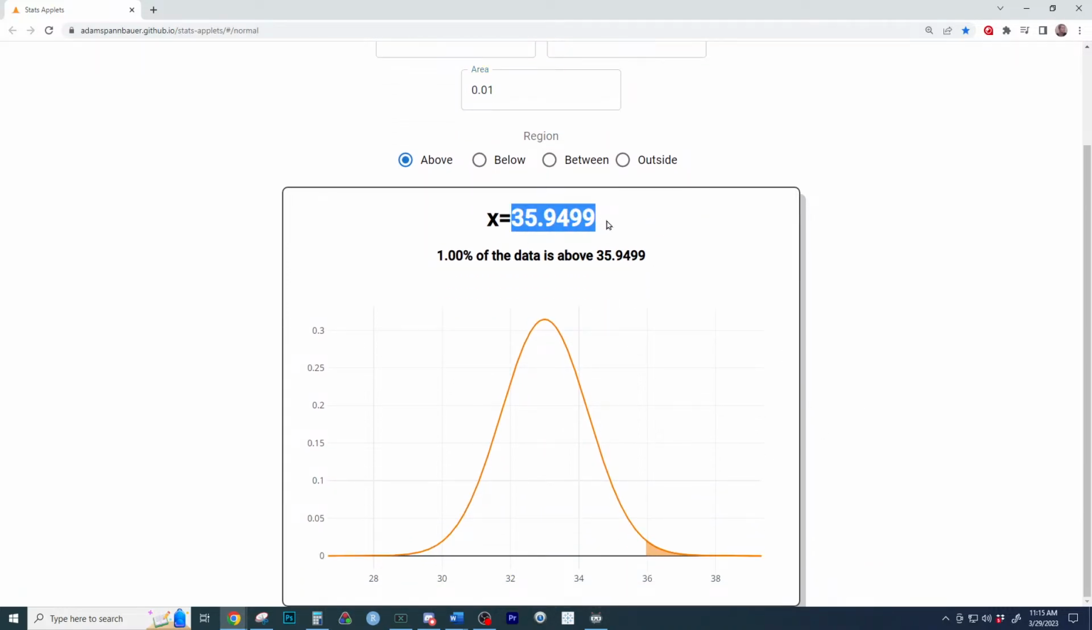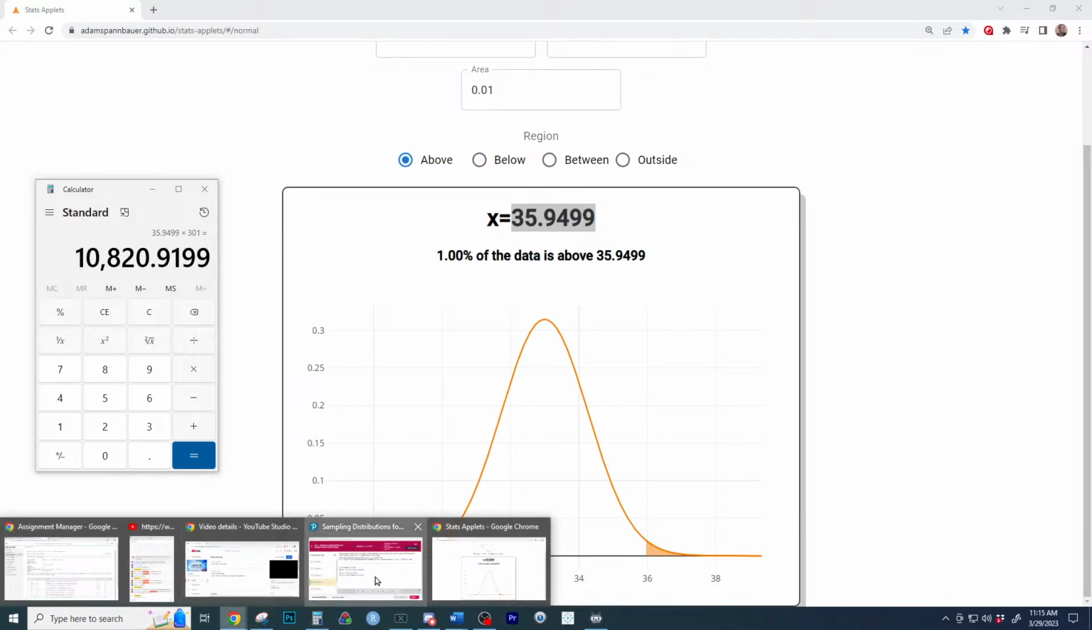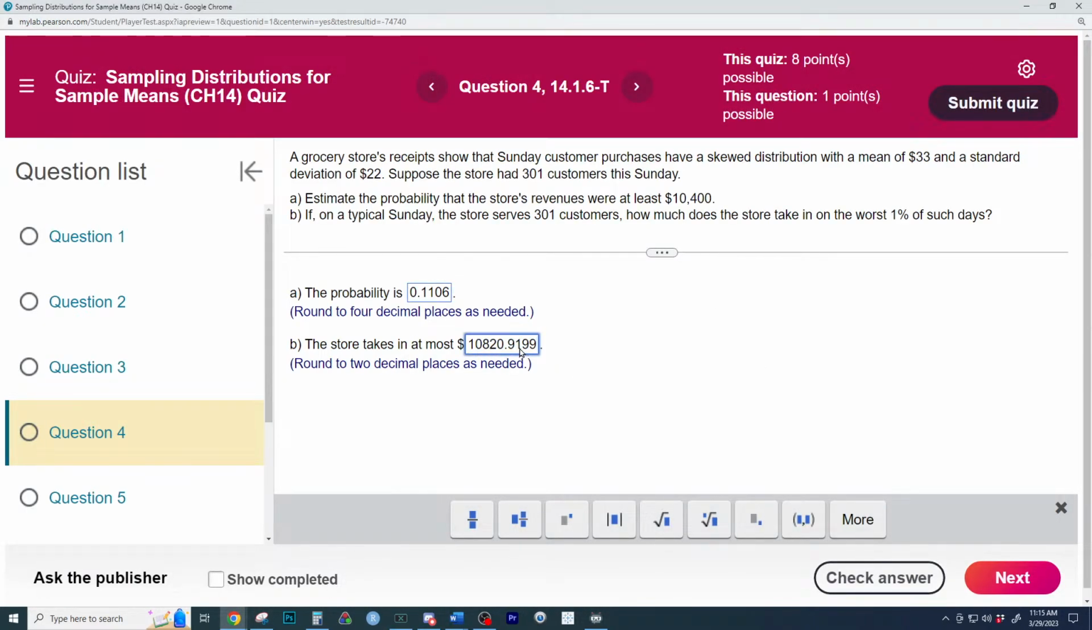Now, this is how much they would make on average from each customer, and we had 301 customers. So there is how much they would make. So I just multiplied, if you can't see it right there, I multiplied it by 301 to get the value. So this is how much they would make in total. And we go back here and bring this in and drop it to 2 decimals. And there's the value right there.